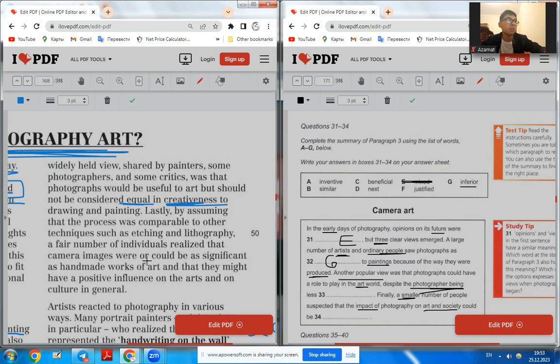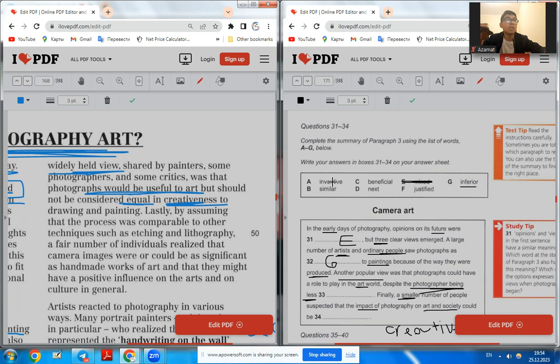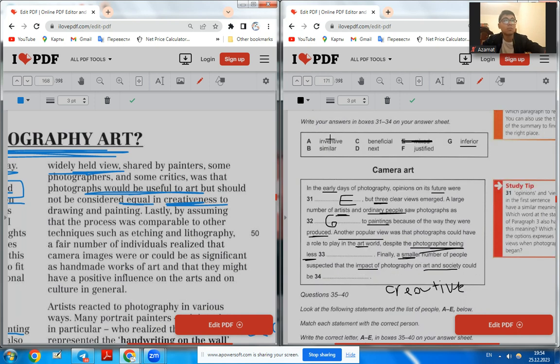Another popular view is a second widely held view. Photographs could have a role to play in the art world. Would be useful to art is this, despite the photographer being less, I mean, creative, right? So I'm going to search for the exact synonym for creative for question number 33. Inventive, yeah, this is kind of a synonym for creative. Do we have any better synonyms? No, right? So the answer for question number 33 is A.